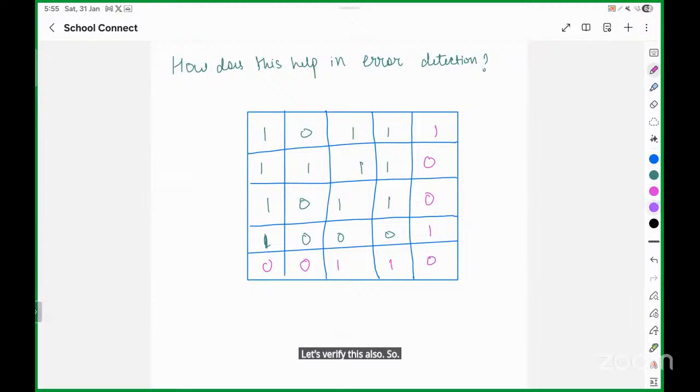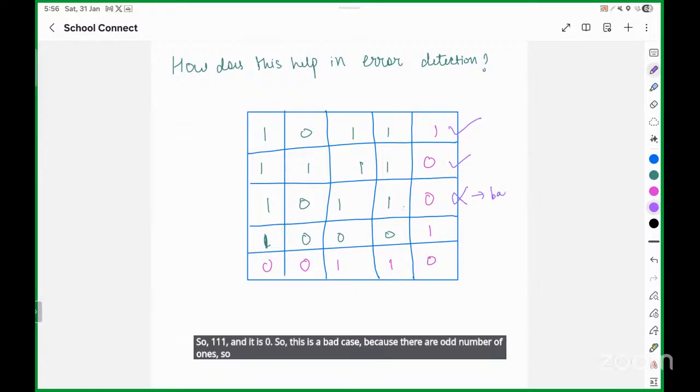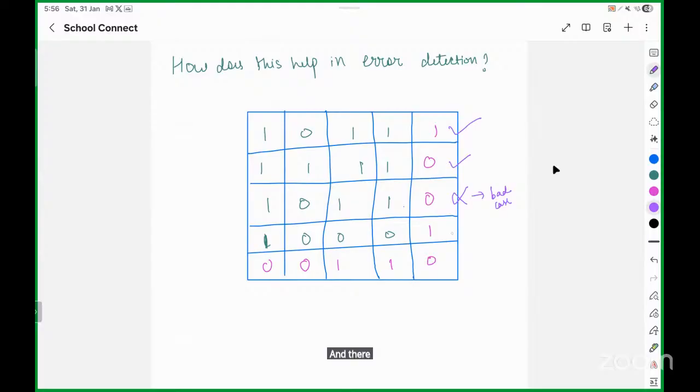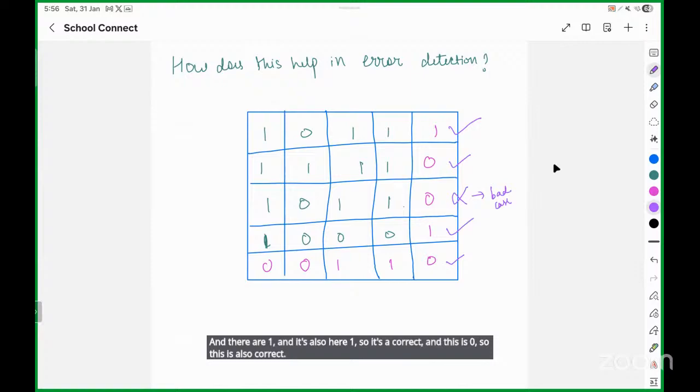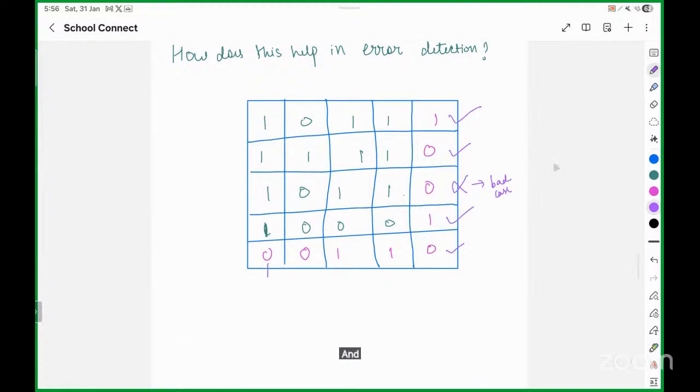So in row 1, it is again 1, so it is correct. This is 1 plus 1 plus 1. This is 0. This is also correct. So 1, 1, 1, and it is 0. So this is a bad case because there are an odd number of ones. And there is 1, and here it's also 1, so it's correct. And this is 0, so this is also correct. And this is also 0 because it's an even number of ones.